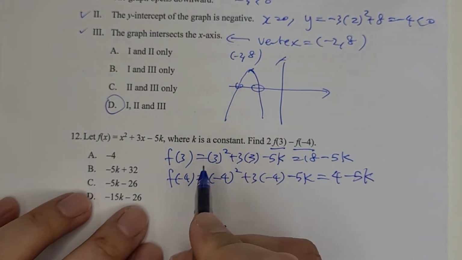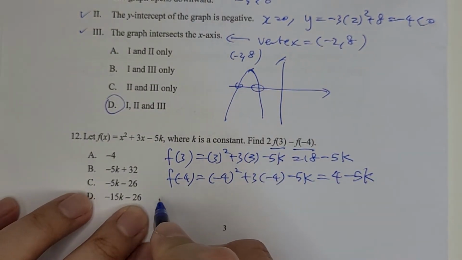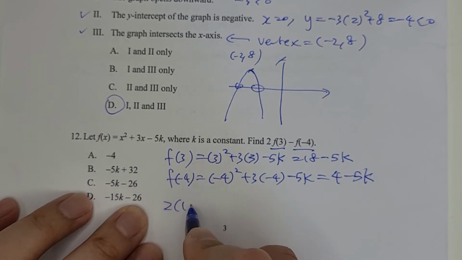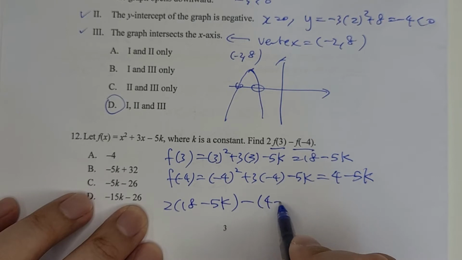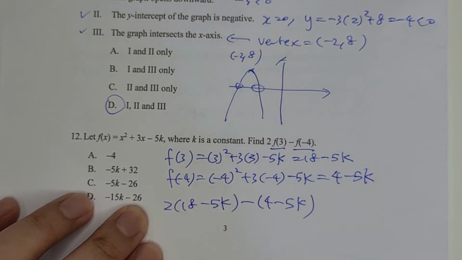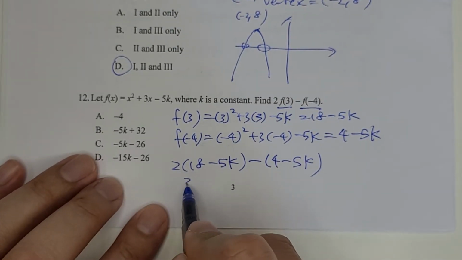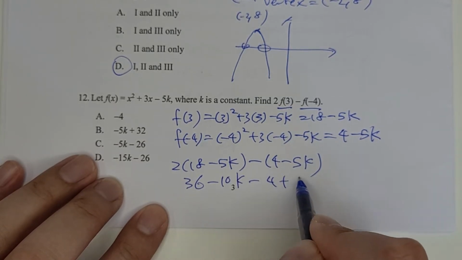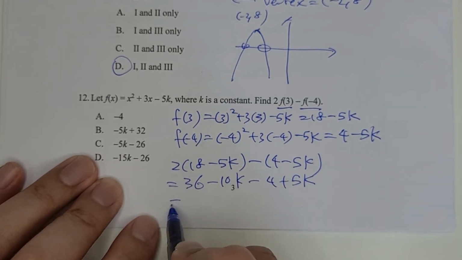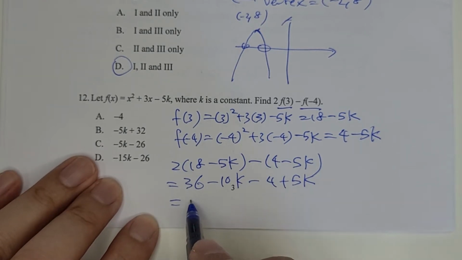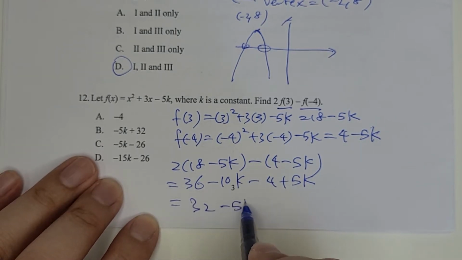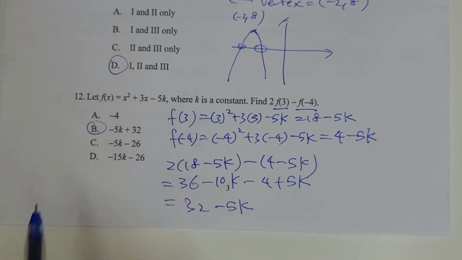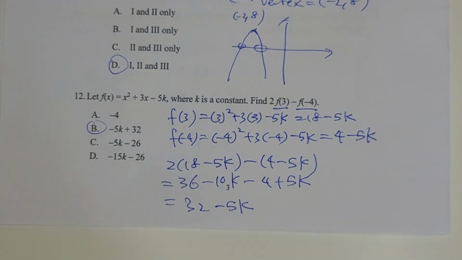And finally, 2 times f(3), that is 2 times (18 minus 5k) minus f(-4), that's minus (4 minus 5k). And simplify this, that is 36 minus 10k minus 4 plus 5k. Finally, you will get 32 minus 5k. And the answer is B. So go to the next question.